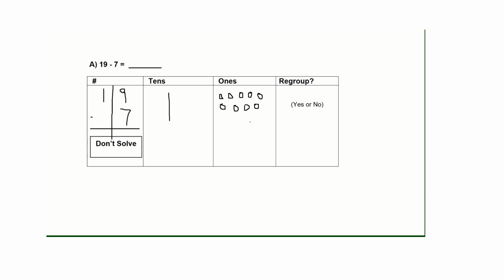So I drew my 9 ones cubes. Again, I'm so sorry it's not neat. I tried my best to draw my 9 ones cubes. Now I've got to see what my second number is. My second number is 7.